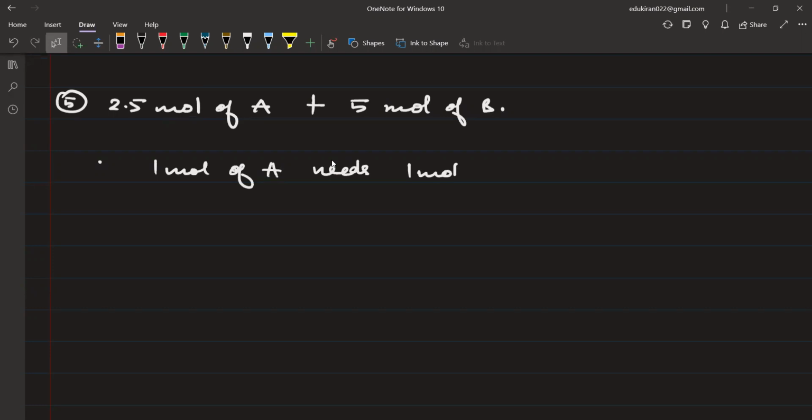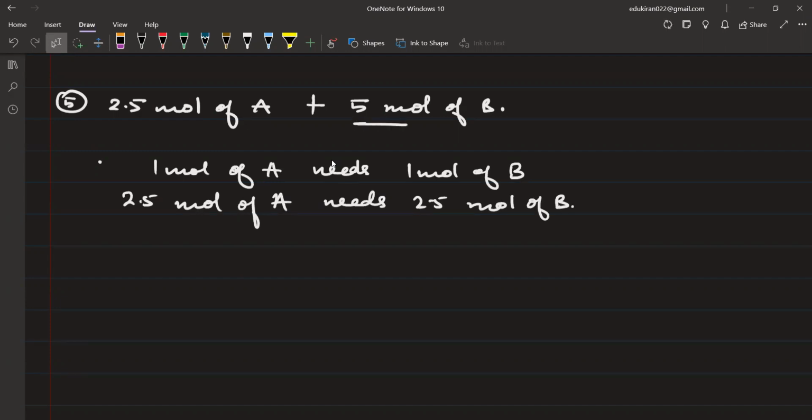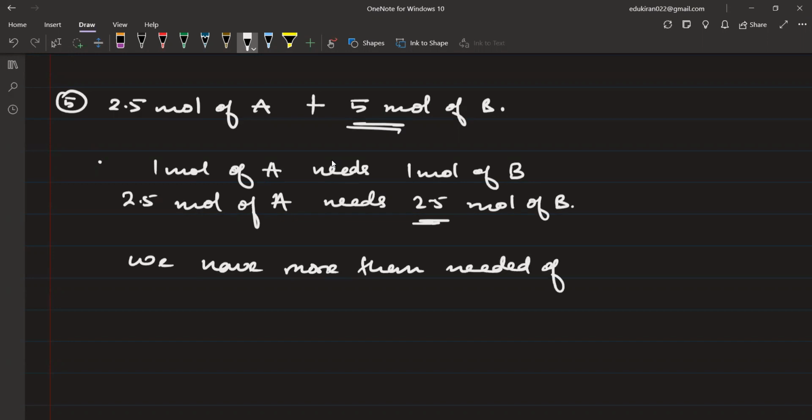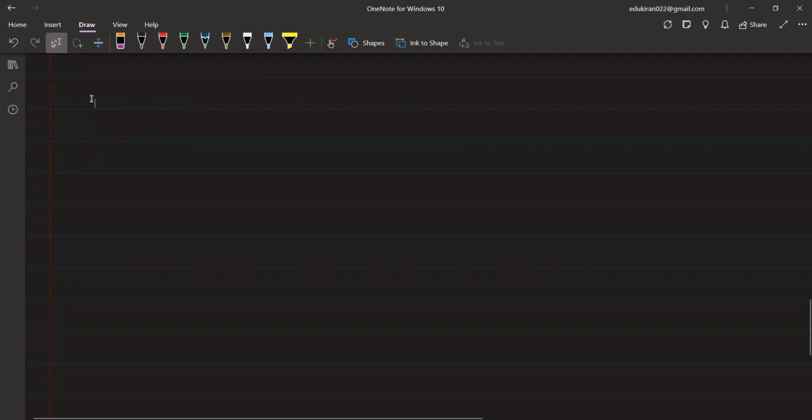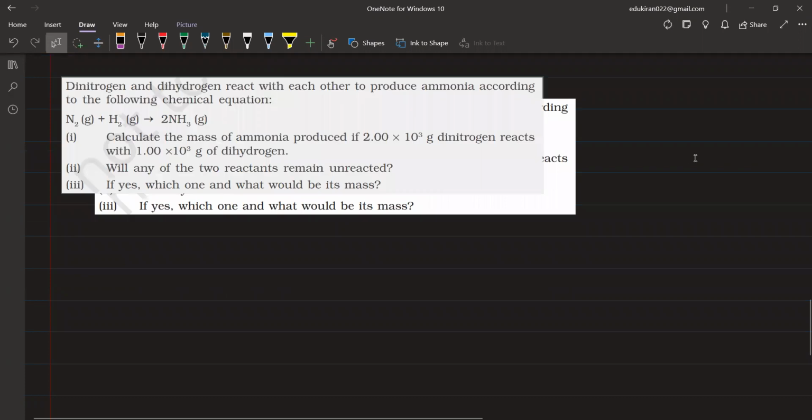needs 1 mole of B, 2.5 mole of A needs 2.5 mole of B. Now we have 5 moles and needed is 2.5. So we have more than needed of B. Therefore, A is the limiting reagent. Okay, so write this question.